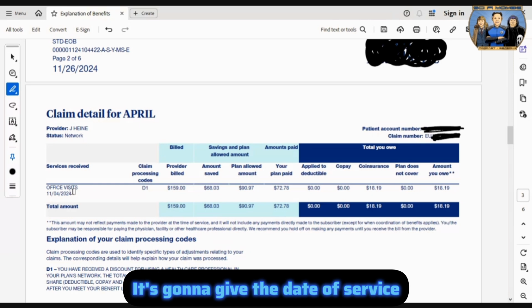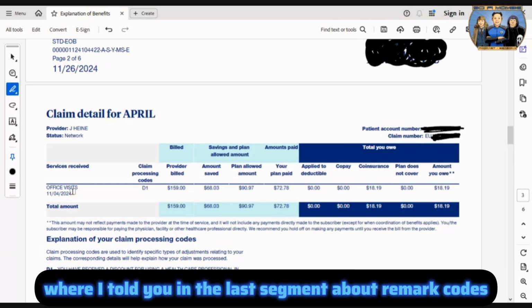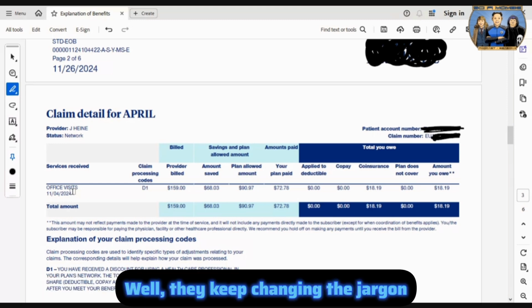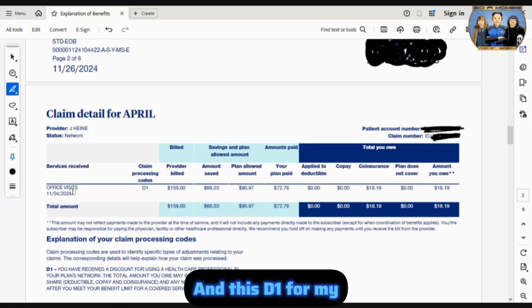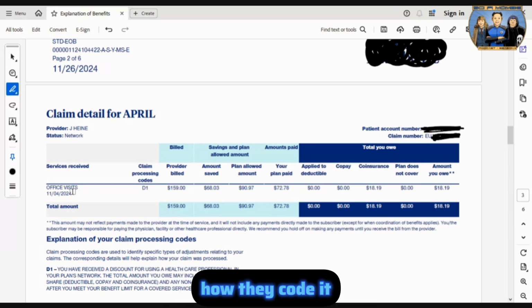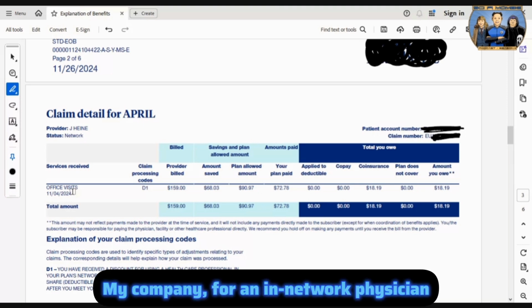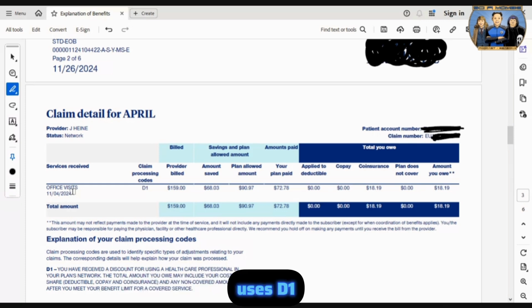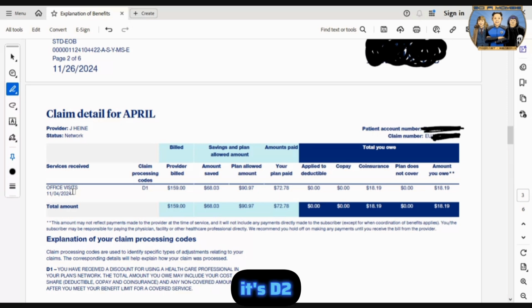It's going to give the date of service. You had an office visit. Now, remember the part where I told you in the last segment about remark codes? Well, they keep changing the jargon. It's called claim processing codes now. And this D1, for now every insurance is different. Every company's different in how they code it. My company, for an in-network physician, uses D1. If it's an in-network hospital, it's D2.